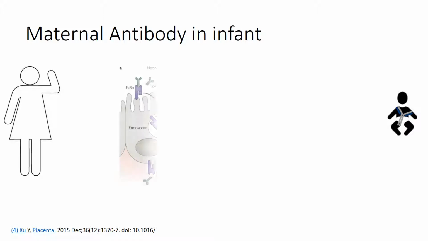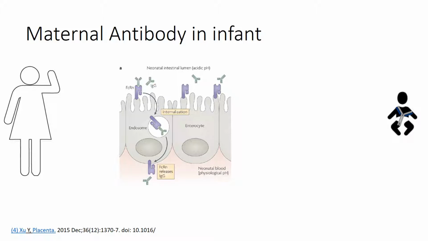In rodents, FcRn is expressed on the cell surface brush border of enterocytes. Shortly after birth, rodent pups ingest maternal milk containing IgG, which binds FcRn on the brush border in the acidic milieu of the duodenum. Upon binding, FcRn transcytoses IgG and releases it at neutral pH on the neonatal side.